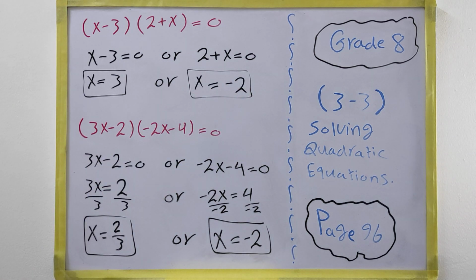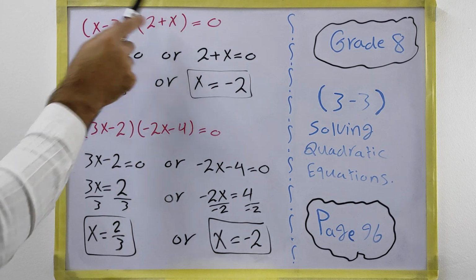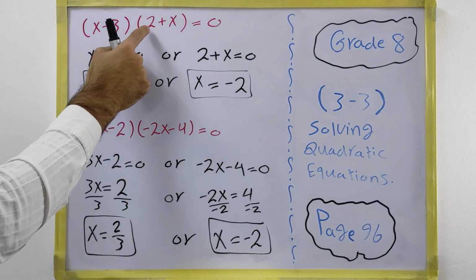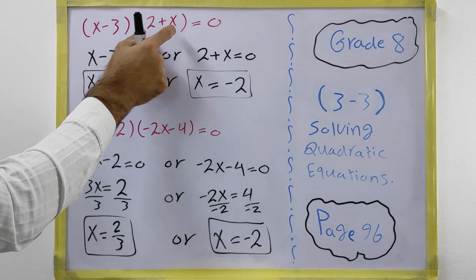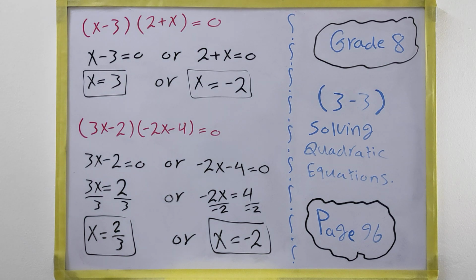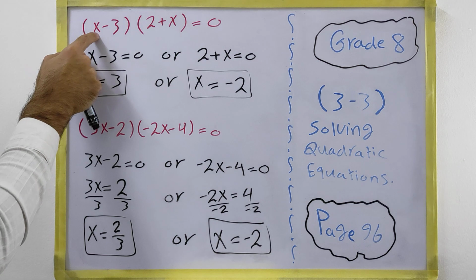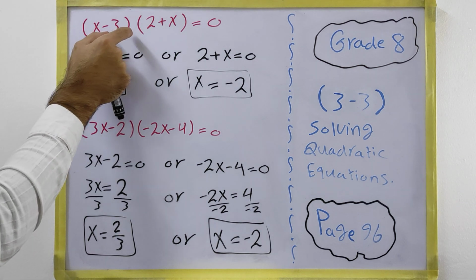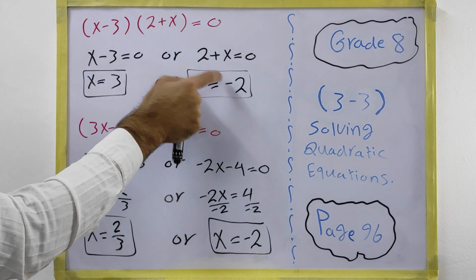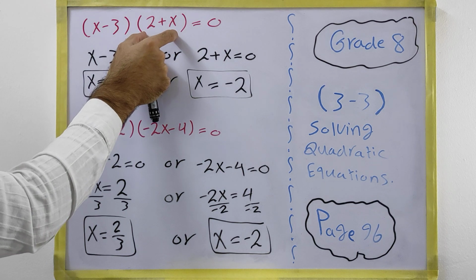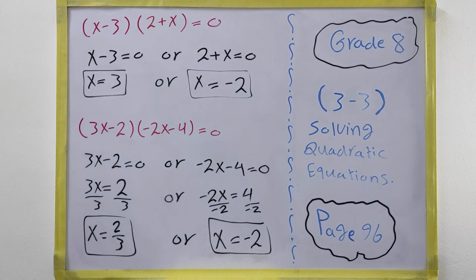It means if you put 3 in the place of x's, 3 minus 3 is 0, multiplied by 2 plus 0, 0 multiplied by 2 equals 0. Yes, it's right. If you put negative 2 in the place of x's, negative 2 minus 3 would be negative 5, multiplied by 2 minus 2, which is 0. Negative 5 multiplied by 0 equals 0.